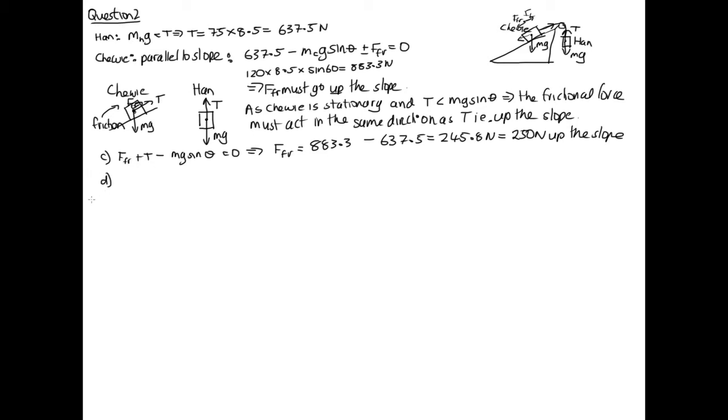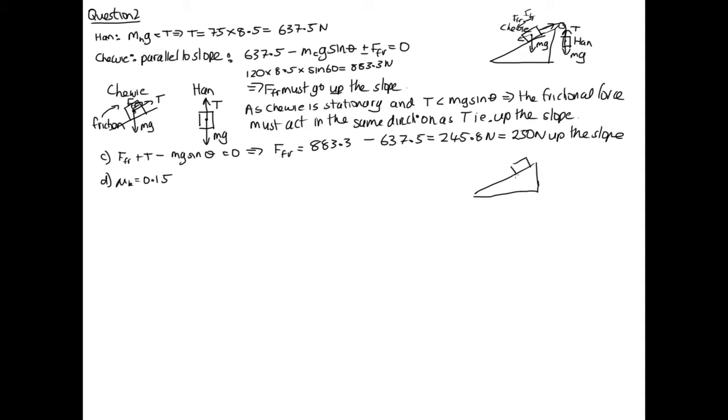Okay, then part D: suddenly the rope breaks, and Chewie and Han start moving. The coefficient of kinetic friction between Chewie and the ice-covered slope is 0.15, so mu k is equal to 0.15. Chewie slides down the sloped outer wall of the structure, and we're asked for his speed once he's travelled 110 metres. So we've got a different situation now.